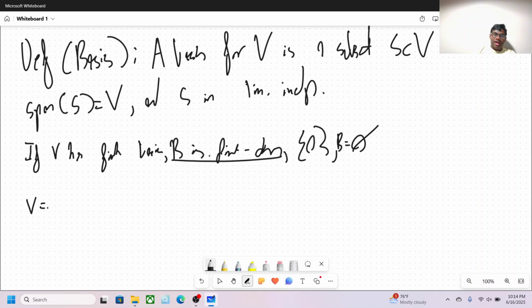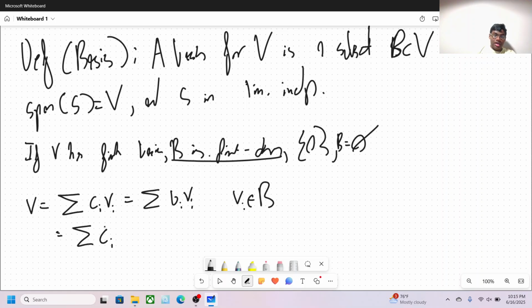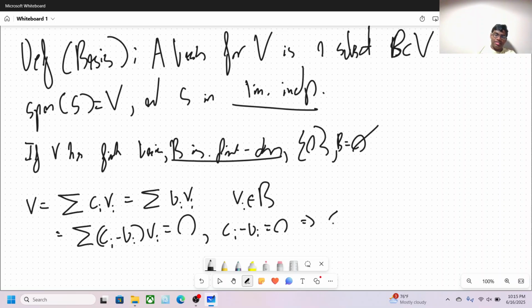Let's say we can write v as the sum of ci vi for some ci, and let's say we can also write it as the sum of bi vi. Let's say the vi live in the basis B. Let's call this B, not S. If this is true, then we're going to have the sum of (ci minus bi) vi equals 0. But what do we know? We know B is linearly independent. Hence, the only combination for that to be 0 is the trivial combination. So ci minus bi equals 0, and ci equals bi. Hence, this is the same expansion.